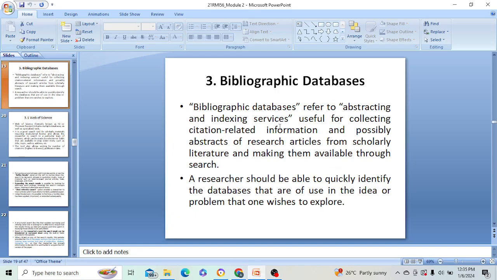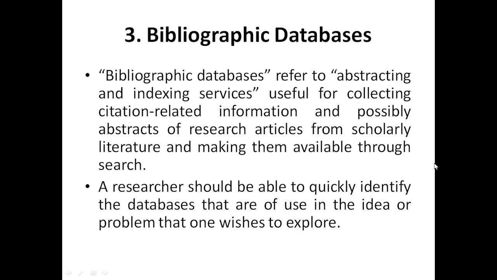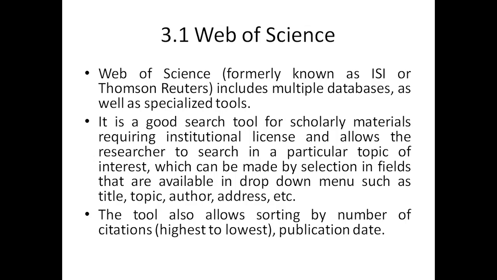Okay, so let's start. A bibliographic database refers to the abstracting and indexing services useful for collecting citation related information and possibly abstracts for scholarly research articles or literature, and making them available through search. A researcher should be able to quickly identify the databases that are useful for the idea or problem that one wishes to explore. By looking at the title only, you should understand whether you can use this paper for reading, or whether it should be included in your review of literature or not.